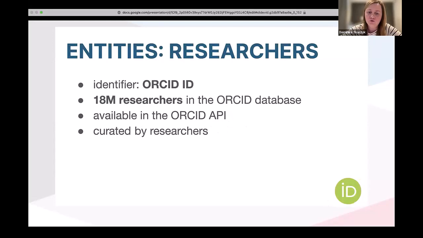And finally, I want to briefly mention the researcher entity type. In this case, we have ORCID ID as the persistent identifier, and the ORCID organization is maintaining the database of 18 million researcher records. This data is curated by the researchers themselves.